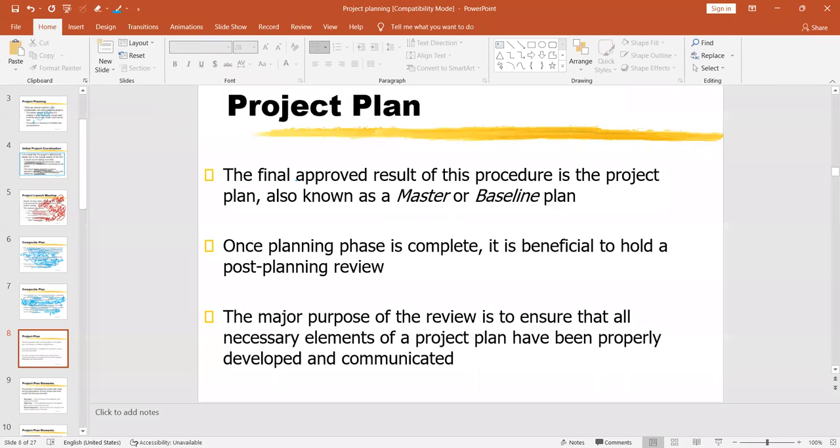So now we can conclude that the final approved result of this procedure is the project plan, also known as the master or baseline plan. Now the planning phase is complete, and you can go to post-planning review. Review, because a good project plan is flexible, meaning with changes of environmental factors, you have scope to add or subtract some elements of the plan. You can change the budget, or you can change the human resource plan. You can change your techniques, tactics, or strategies to accomplish predetermined goals and objectives.